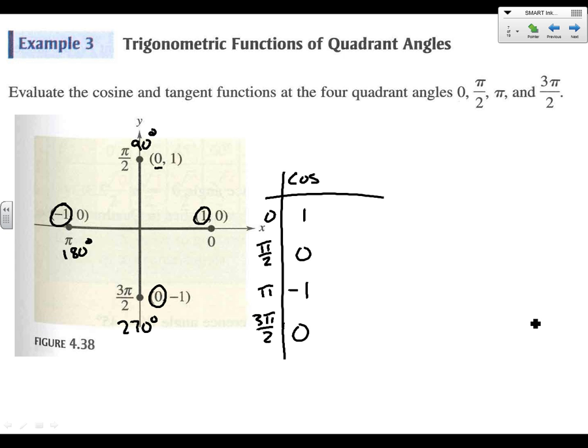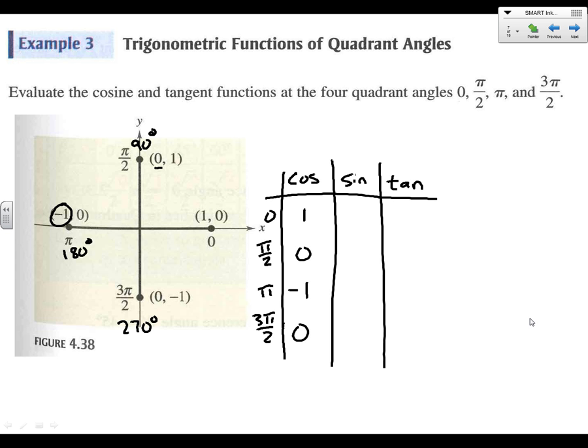Alright, now really quickly, before we do tangent, I'm actually going to do sine as well, because that'll make it easier for us to do the tangent. So let me erase these. The sine is going to be the y value. So our y value here at 0 is 0. And then our y value is 1. And then our y value is 0. And then our y value is negative 1.